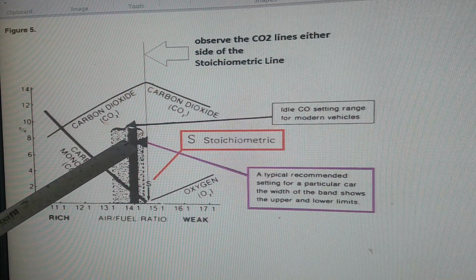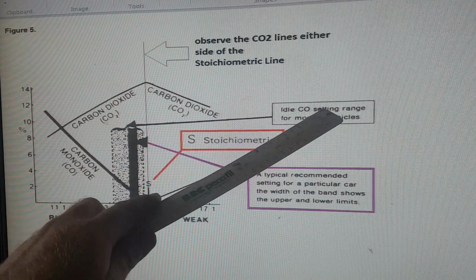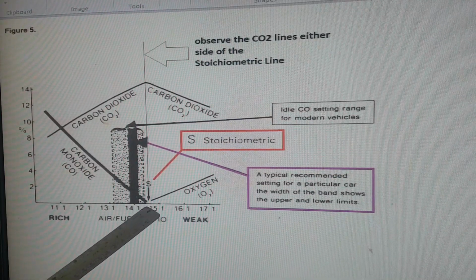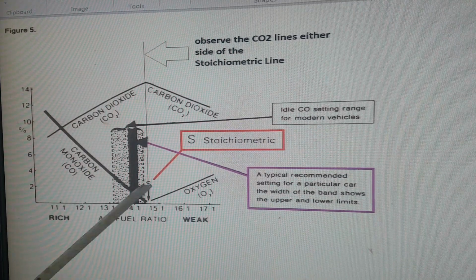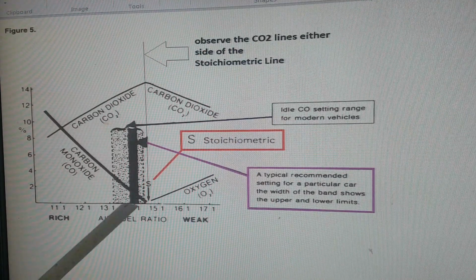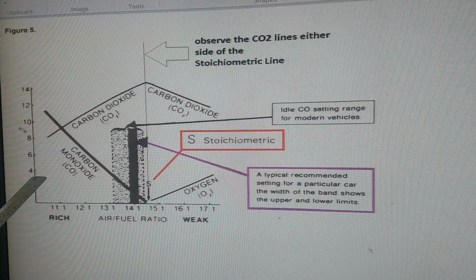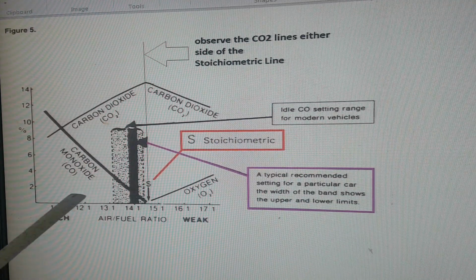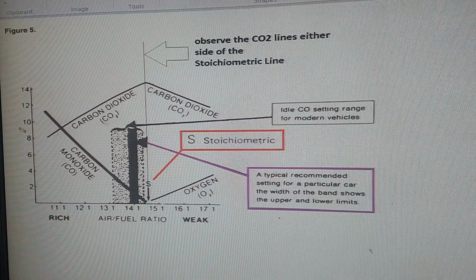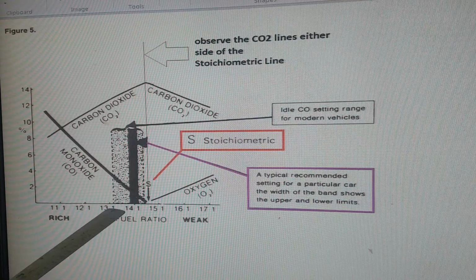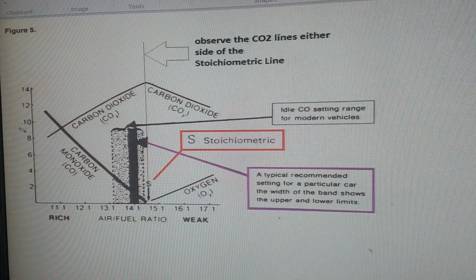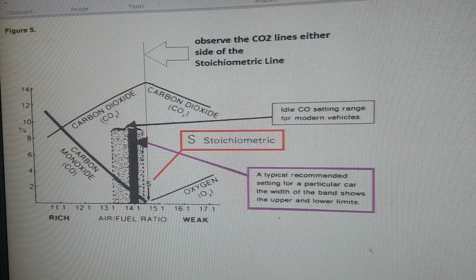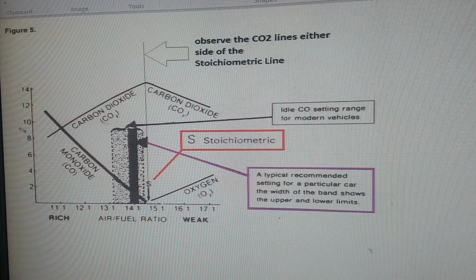Here in the highlighted zone, we've got the idle CO setting ranges for modern vehicles. To me, that looks like about 13.2, maybe 13.3 to 14.5, something like that. Anywhere in that band is what they're aiming for. For example, if you've got 13.1, you've got 3% carbon monoxide and about 13% carbon dioxide. I think I've seen it somewhere else, but carbon monoxide is supposed to be within 3%. So anything richer than 13.1, then it's no good. It's producing too much carbon monoxide, basically just pumping out fuel into the air, and bad gases, incomplete, unclean, poisonous gas because there's not enough oxygen.